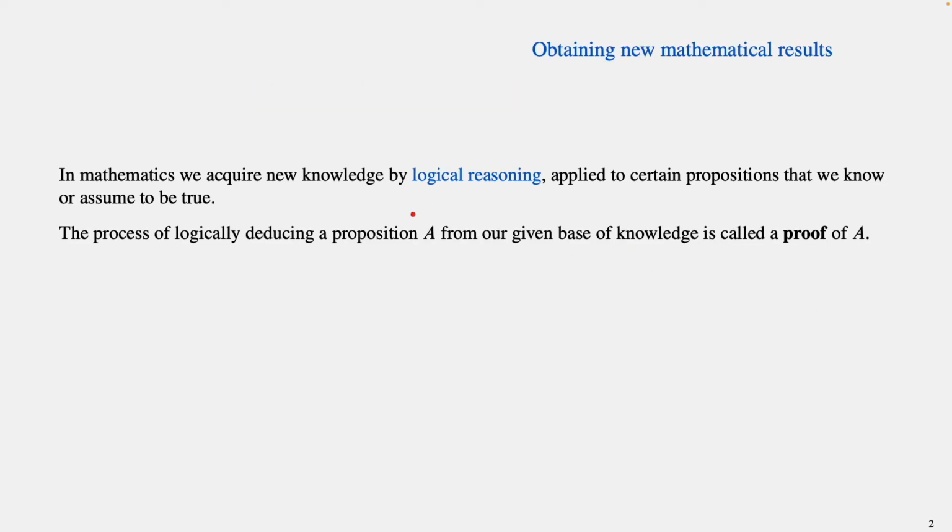To obtain new knowledge in mathematics we use logical reasoning. We begin with certain propositions that we assume or know to be true, and from these we form new true propositions according to the rules of logic. And the process of doing so is called a proof.